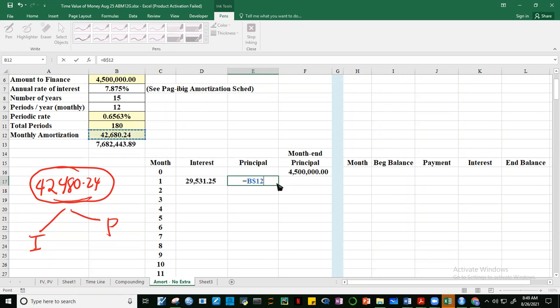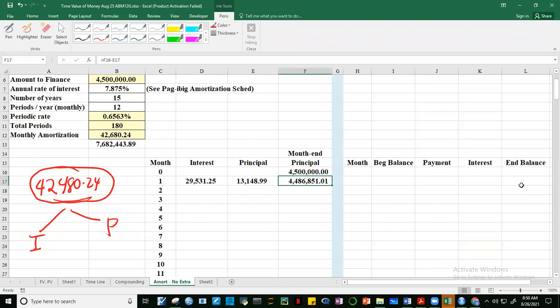Why row only? Because, guys, we're copying downward. I'm not fixing the row of column B. And then we subtract the interest payment. Okay, Ctrl+Enter. There. So 29.5 and 13.1. When we total these, guys, it's 42,680. So at the end of month 1, our principal is reduced: this minus this.